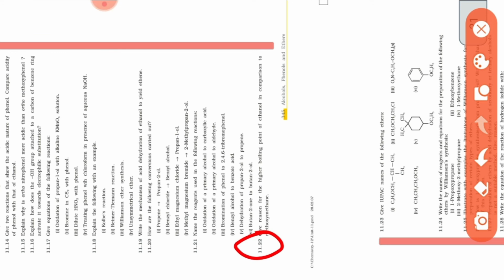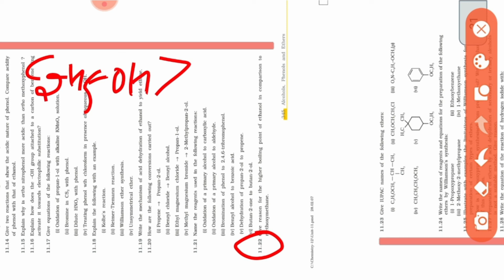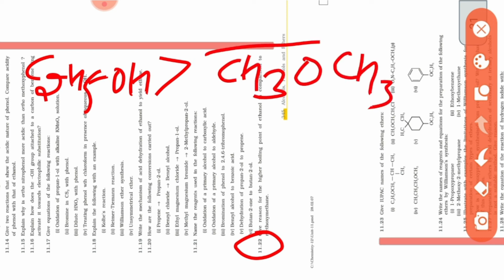22. Question number 22. Now in question number 22, they are asking the higher boiling point of ethanol. C2H5OH, ethanol, is having a higher boiling point than methoxymethane, means CH3OCH3. This is called methoxymethane. I think you know very well, beta.